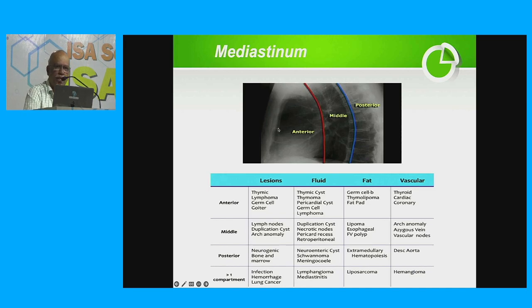For explanation's sake, the mediastinum in a lateral film can be taken as anterior, middle, and posterior, and these are the various types of lesions which are seen in the mediastinum. It can be solid lesions, fluid, fat, or vascular, and depending upon the clinical details, we have to diagnose these conditions.